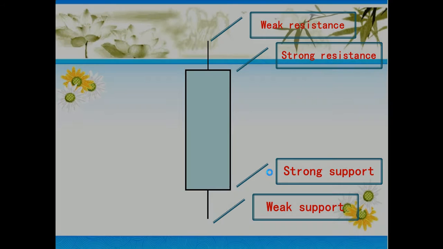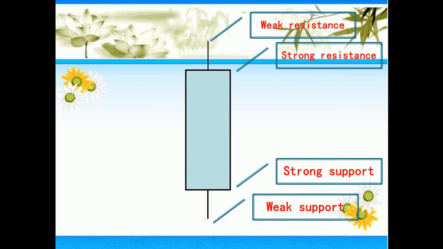So how do we judge this one? Let's say this is the candlestick. For the upper shadow, it is weak resistance, and the body is the strong resistance. Here, this is only for a candlestick, right? Okay, so if you see the downward shadow, it is the weak support, and the body is the strong support. Okay, so that is why we need to look at the closing price or open price.